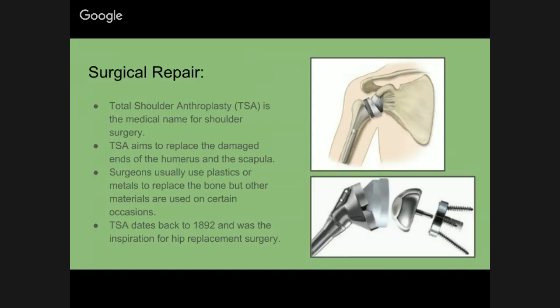Total shoulder arthroplasty is the medical name for shoulder surgery. TSA aims to replace the damaged ends of the humerus and the scapula. Surgeons usually use plastics or metals to replace the bone, but other materials are used on certain occasions. TSA dates back to 1892 and was the inspiration for hip replacement surgery.